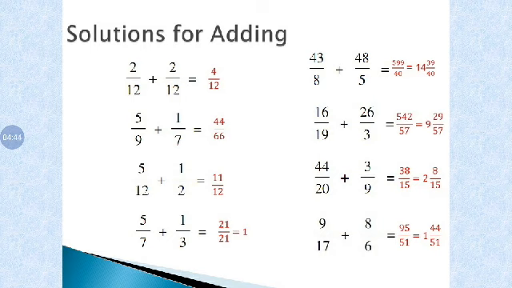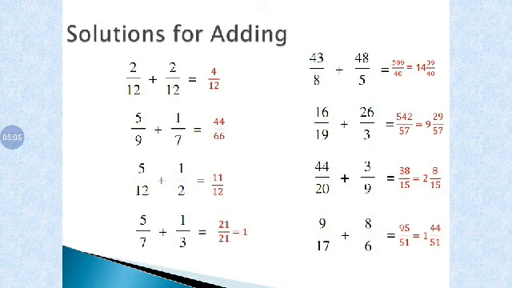9 times 7 is 63. The answer is 44 by 63. Next one, 5 by 12 plus 1 by 2. The denominators are different. Take the LCM. The LCM of 12 and 2 is 12. So we get the answer 11 by 12.